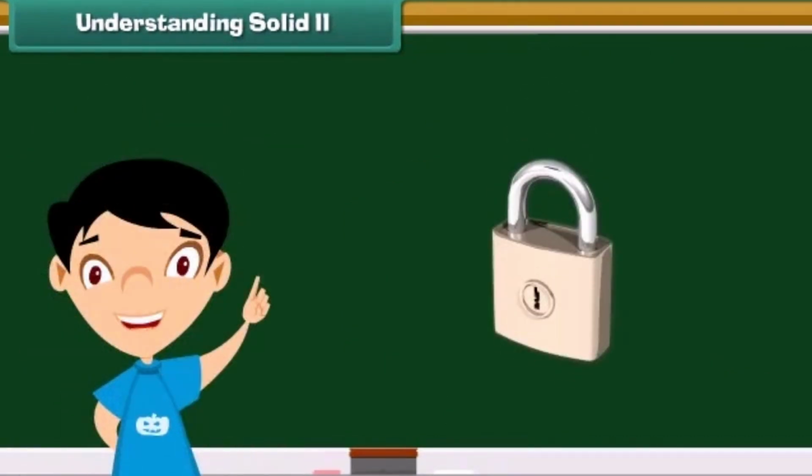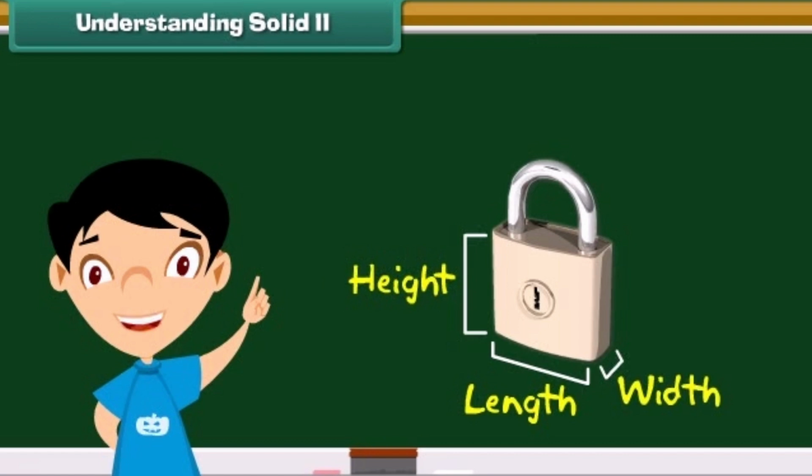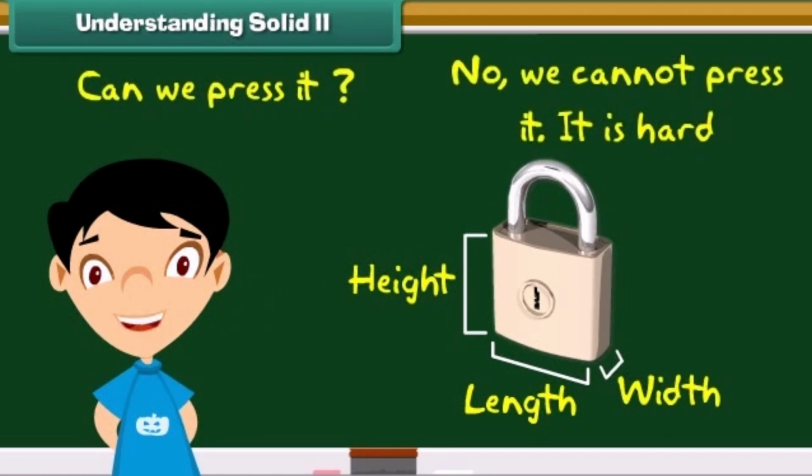Now see this lock. Is this a solid? You are correct. This lock is a solid. It has a fixed shape. It has length, width, and height. And can we press it? No, we cannot press it. It is hard.